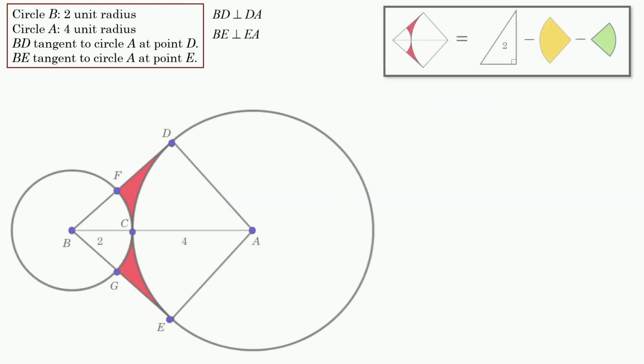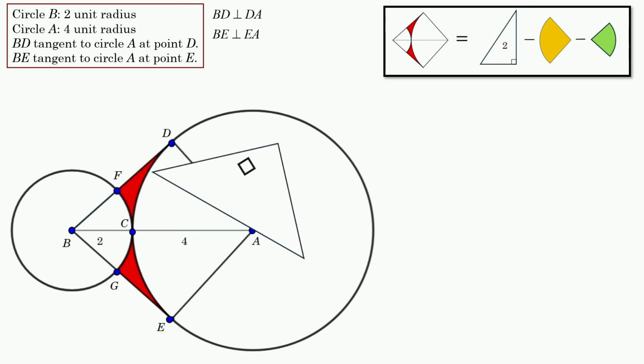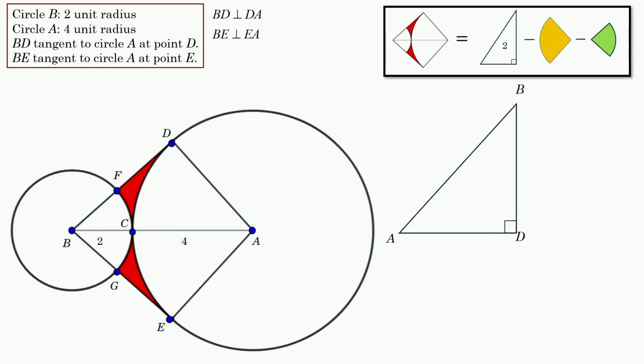Let's go ahead and make our little picture formula up here in the top right corner. We've got our two triangles, the kite, minus our two sectors. So let's see if we can start off by finding the area of those two triangles. So we'll start with this one, ABD. We'll move it on the side so we can see it a little better.